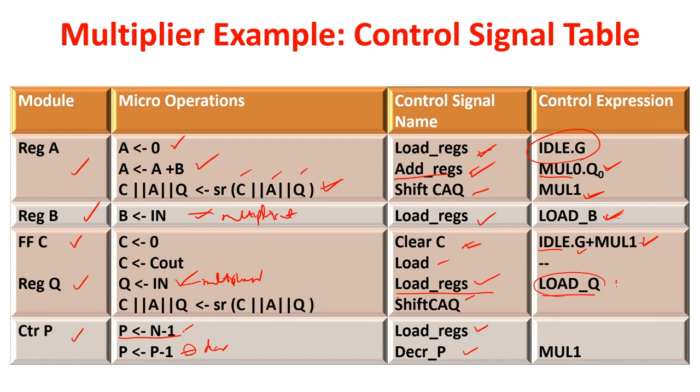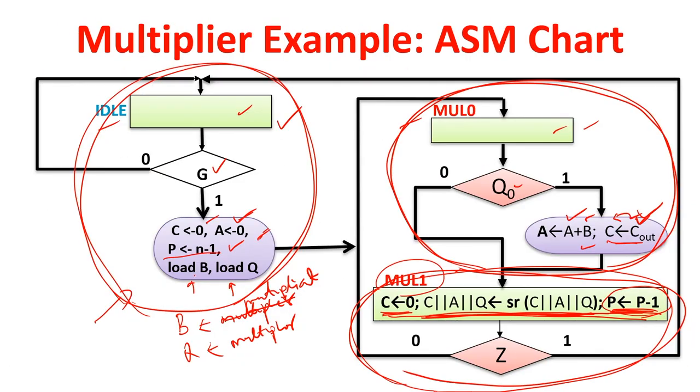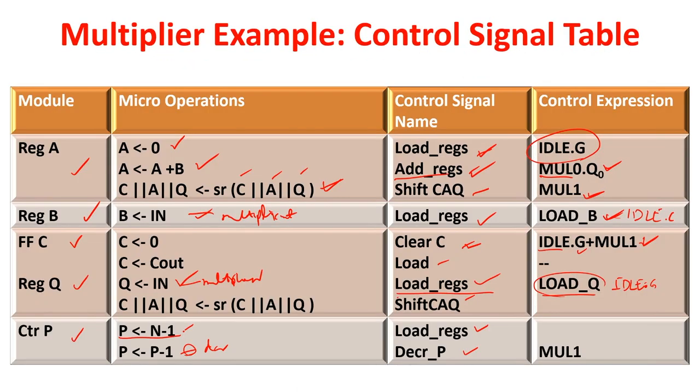So, you can say idle G, so this is idle dot G. So, this is also loading, idle G. If you see this, this is load B and load Q that we are doing. This is load B and load Q in idle state. Idle state and go is equal to 1, then we are loading B and Q. And similarly, when we are doing decrement, in MUL1 state, we are doing decrement.